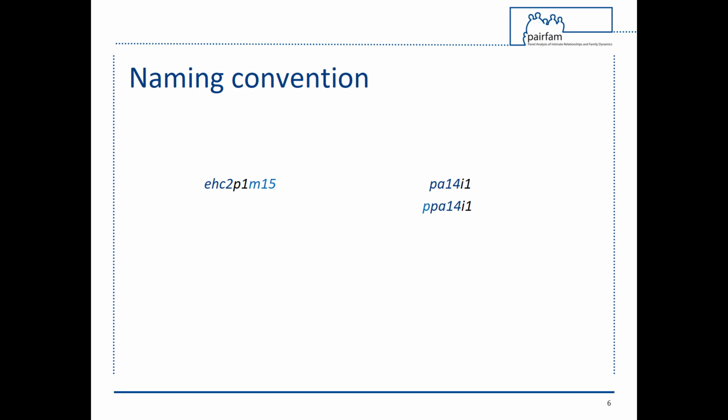Let's have a look at 3 examples. The variable EHC2P1 M15 stores the relationship status with partner 1 in month 15. The root of the variable is EHC2. It consists of an acronym that describes the topic of the variable, EHC, plus a number for the question in this module, 2. P1 stands for partner 1 and M15 stands for month 15.